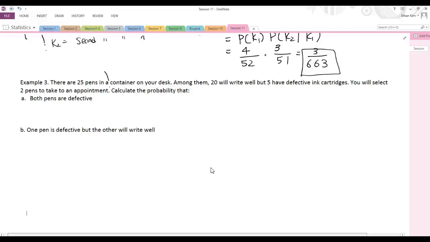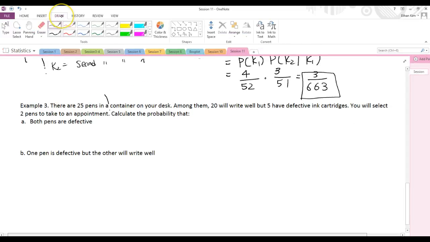Alright, so let's talk about this. It says there are 25 pens, and 20 will write well and 5 will be defective. So why don't we just assign some events before we start as usual. Let's say that D is the product being defective, and G is it's a good pen, it writes well.